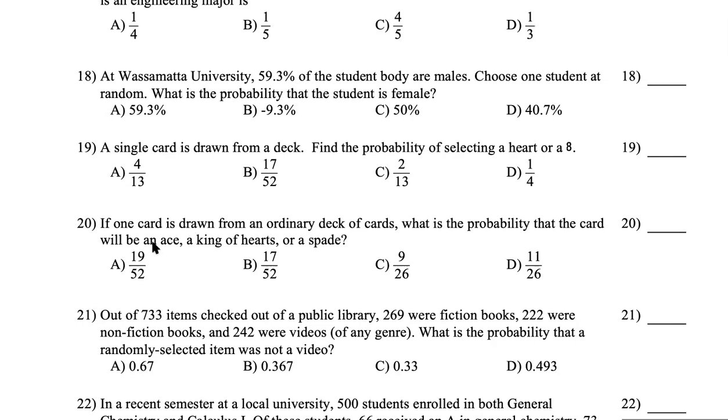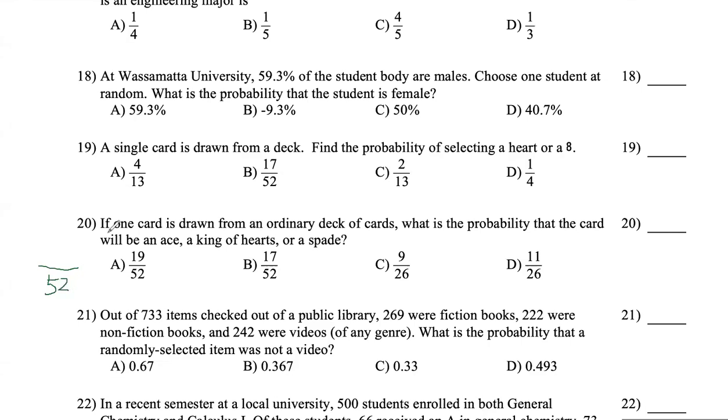Now, number 20, I want to mention that this is a tricky one. If one card is drawn from an ordinary deck, what is the probability that the card is a king of hearts or a spade? Everybody, be careful here. Let's do that slowly. The denominator is always easy, 52, because you select one card.